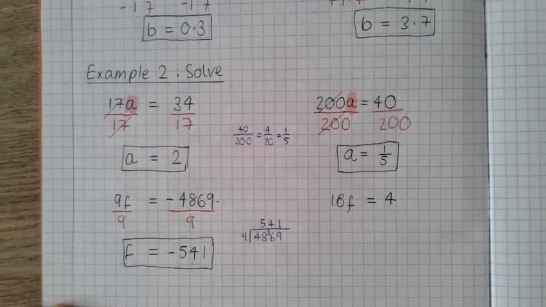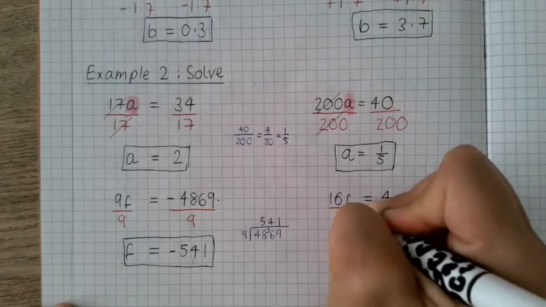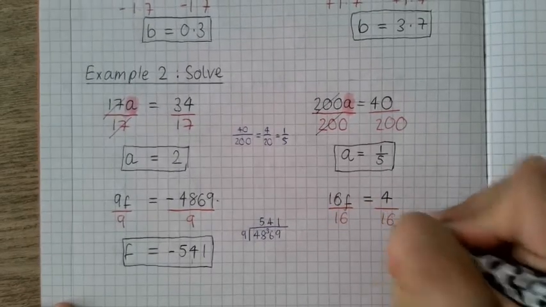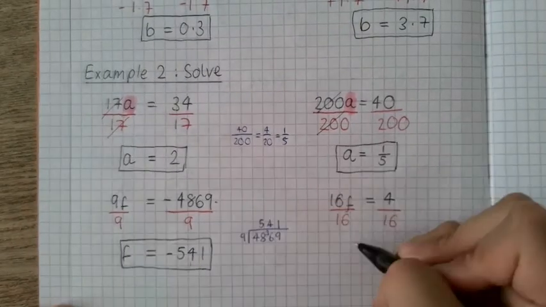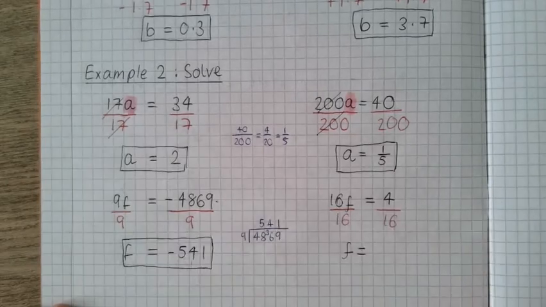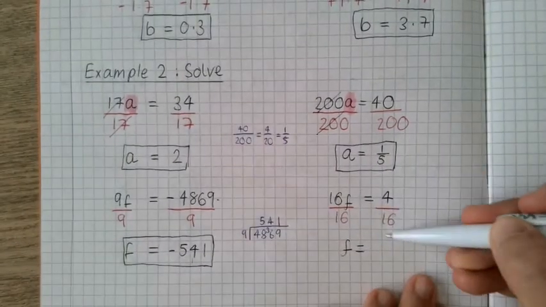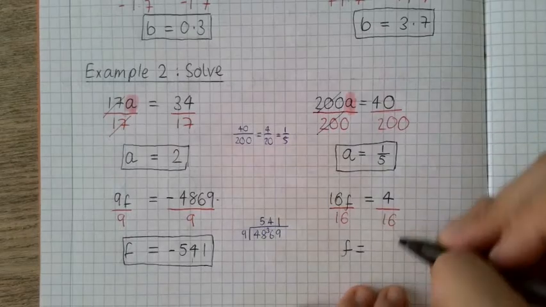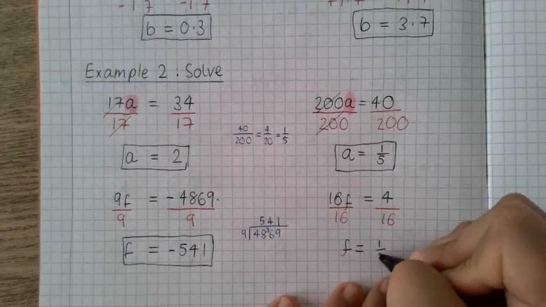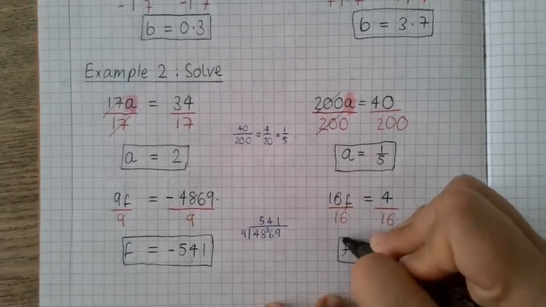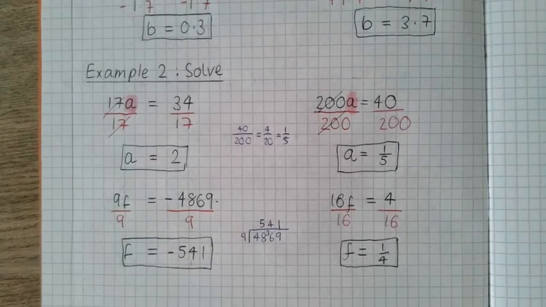And for the next one, we need to divide both sides by 16. And that would give us, on the left-hand side, F. And on the right-hand side, I'm going to give a simplified fraction. I'm not going to leave it as 4 over 16. I'm going to leave it as 1/4. So hopefully you've marked that in a different colour.